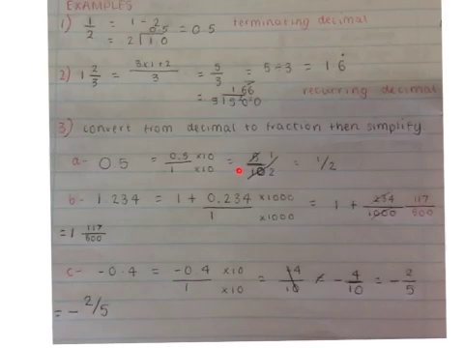And if we simplify or cancel out, the highest common factor is 5. So 5 goes into 5 once, and 5 goes into 10 twice. So our answer is 1/2.